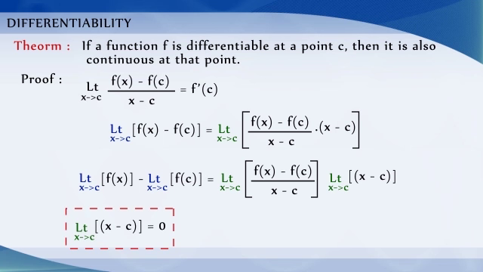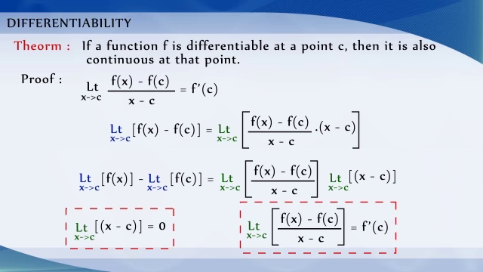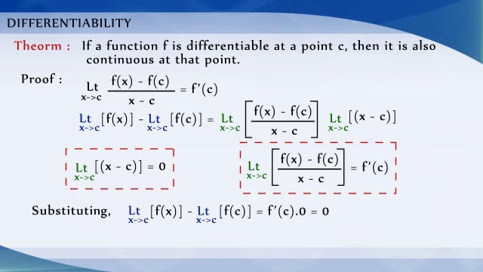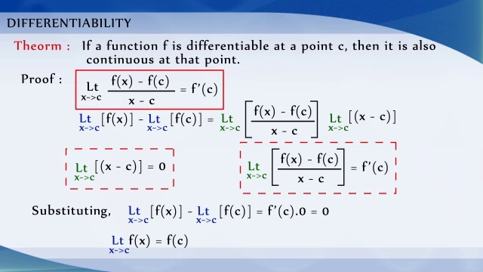Limit x approaching c x minus c is equal to 0 and limit x approaching c f of x minus f of c by x minus c is nothing but f dash of c. Substituting the corresponding values, we get limit x tends to c f of x minus limit x tends to c f of c is equal to f dash of c into 0, which is equal to 0. Therefore, limit x tends to c f of x is equal to f of c, which implies the function f is continuous at x is equal to c.